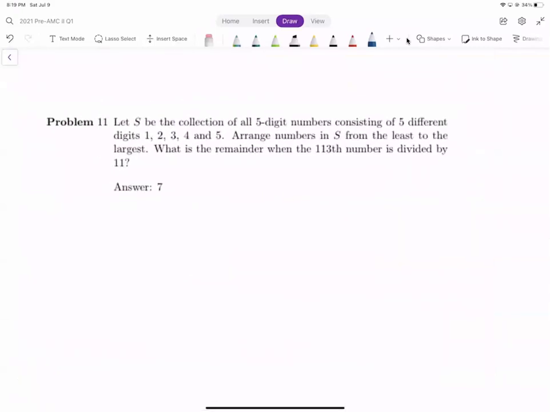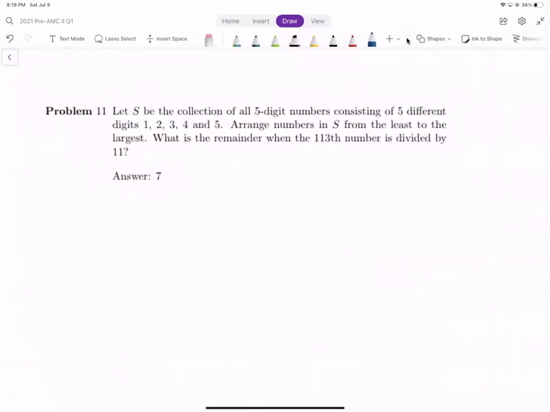Problem number 11. Let S be the collection of all 5-digit numbers consisting of digits 1, 2, 3, 4, 5. And then we arrange the numbers in S from the least to the largest. What's the remainder when the 113th number in the list is divided by 11?